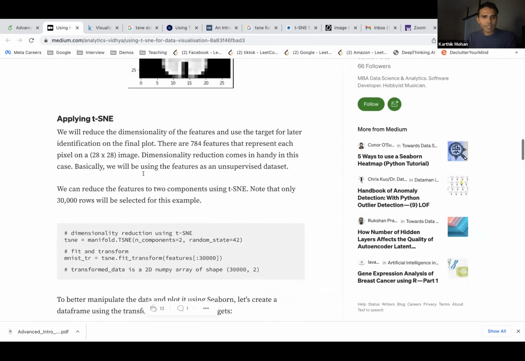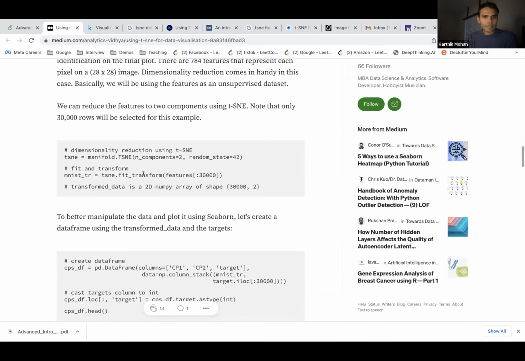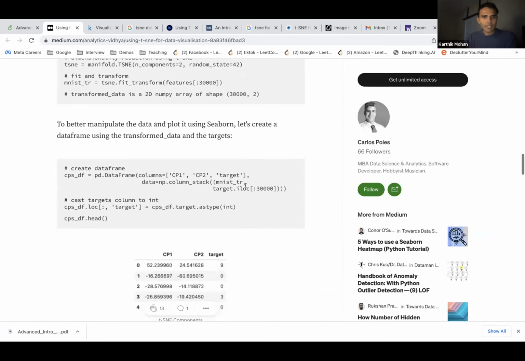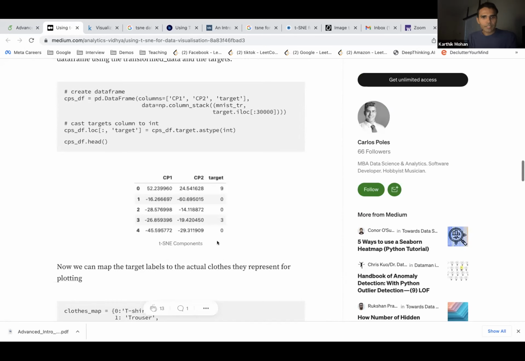What, 28 by 28, okay. So yeah, I define t-SNE, and then you fit transform to these features, and you get MNIST, a 2-dimensional vector for these 30,000 data points. So there's 30,000 images, and now MNIST gives you a 30,000 by 2 matrix where the 2 dimensions are the low dimension representation. And you can see that it looks like this.